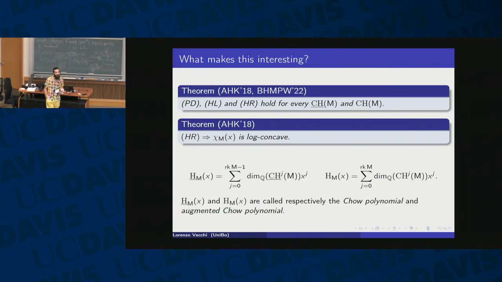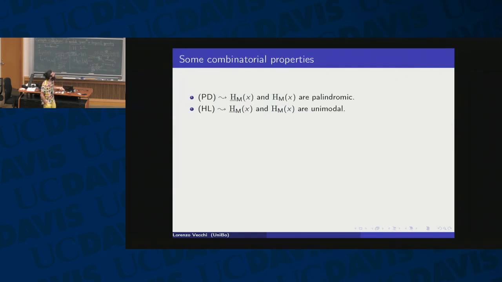So let's take the Hilbert series. We call them the Chow polynomial, H underlined, and the augmented Chow polynomial, regular H. Let's see what properties they have. Poincaré duality means that complementary degrees have the same dimension, so these polynomials are palindromic. And the hard Lefschetz theorem, these injections and surjections we've been hearing about, tells us that these polynomials are unimodal, meaning the coefficients go up until a certain point and then decrease.